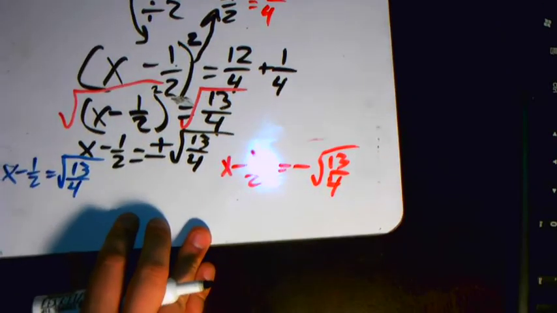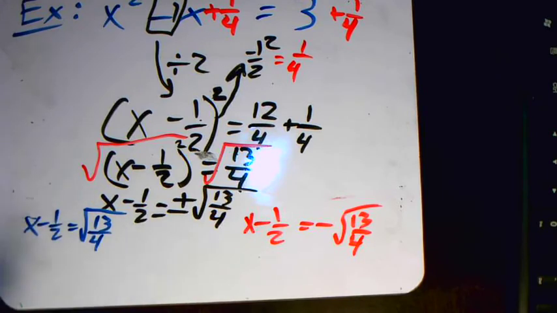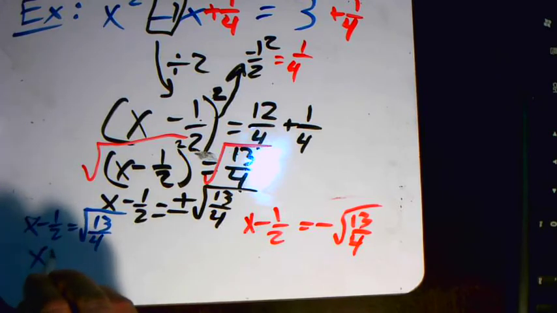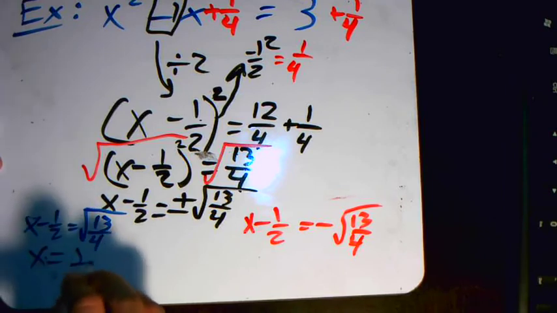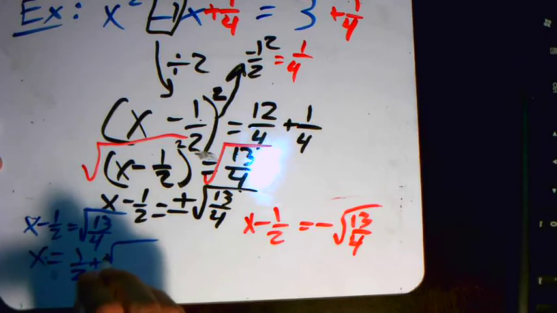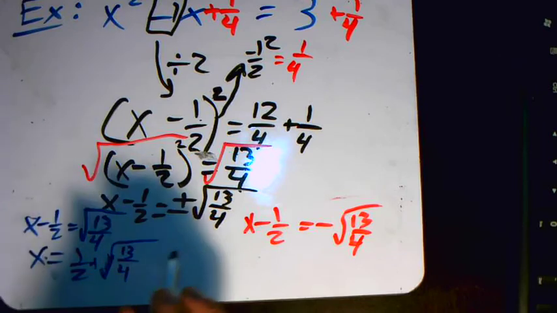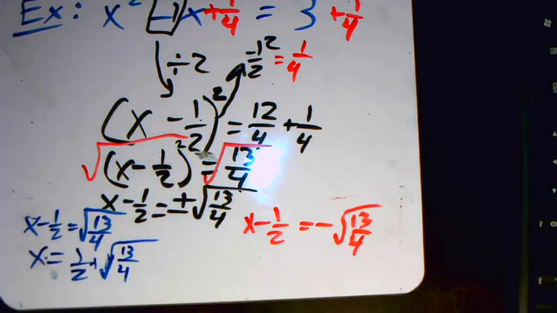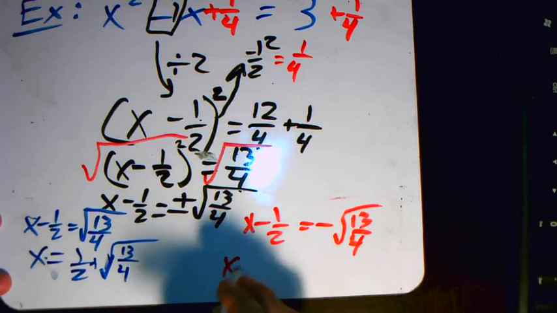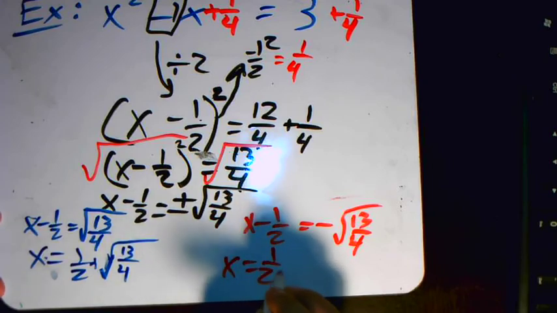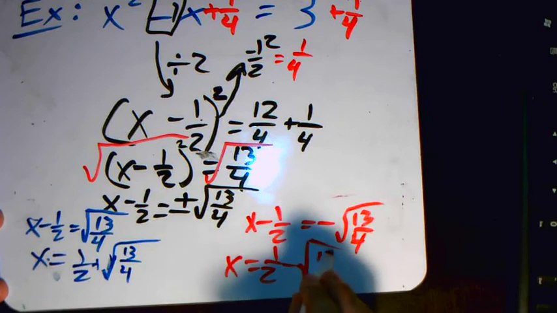And the only thing you have left to do to solve for this x is to add 1/2 on both sides. One half plus the square root of 13 over 4. And your equation on the right, same exact thing, adding 1/2 to both sides to get x by itself, which is 1/2 minus the square root of 13 over 4.